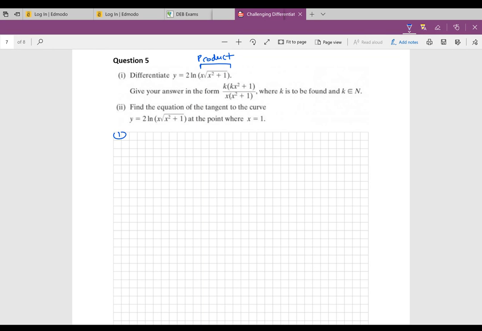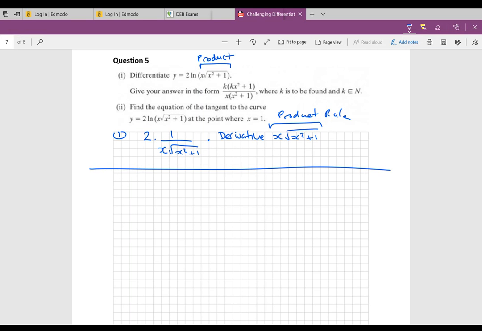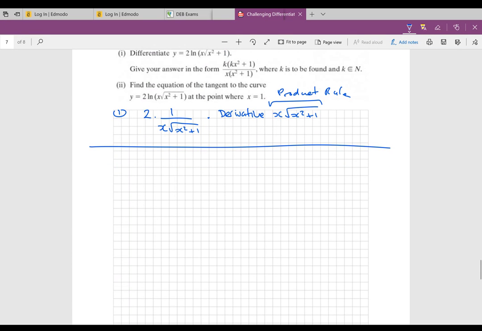Okay, so option 1 would be to say you have 2 times 1 over x times root x squared plus 1 multiplied by the derivative of x root x squared plus 1, okay, which would actually be a product rule. So that's option 1. Again, that's quite long to do it that way.